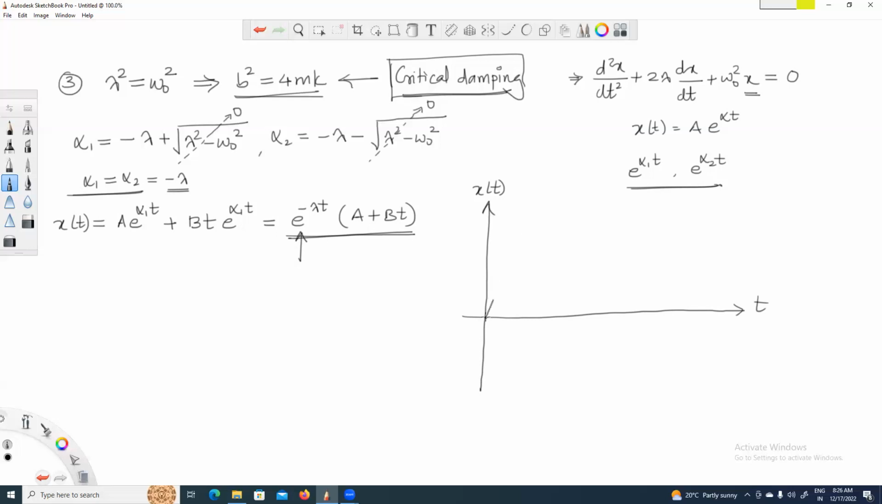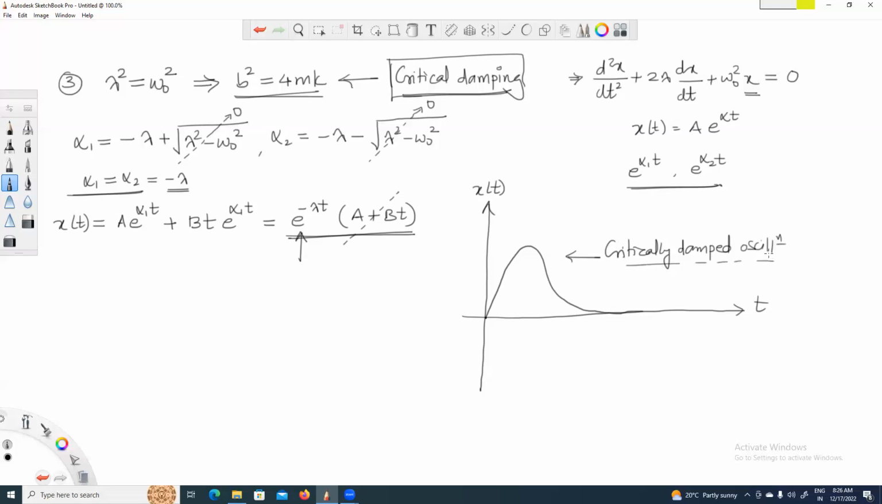So if I start from 0, it will keep growing, and eventually as there is a decaying function, it will die out. And probably as compared to the overdamped oscillation, it will die out quickly due to this linear term. Because of this term, my oscillations are dying out quicker than overdamped oscillation. And this is known as critically damped oscillations.